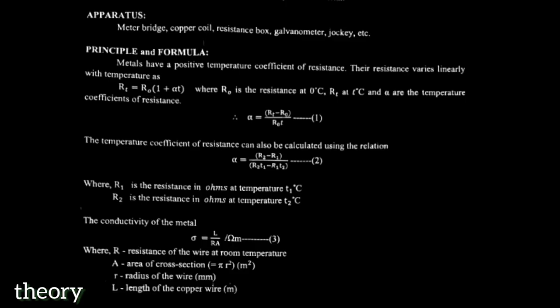Then the second thing you'll be finding is conductivity of the metal, which is a measure of the ability of the metal to conduct current. And that is given by sigma equals L by Ra in ohm meters.